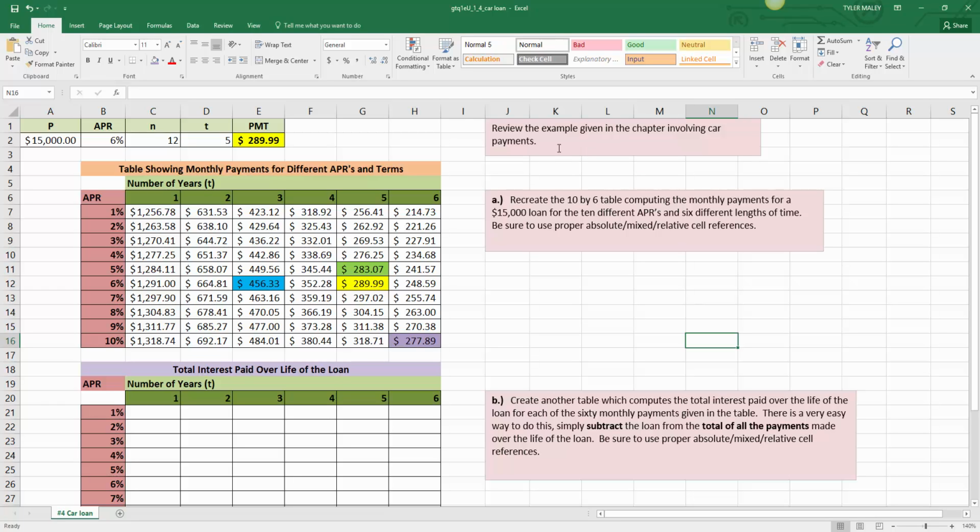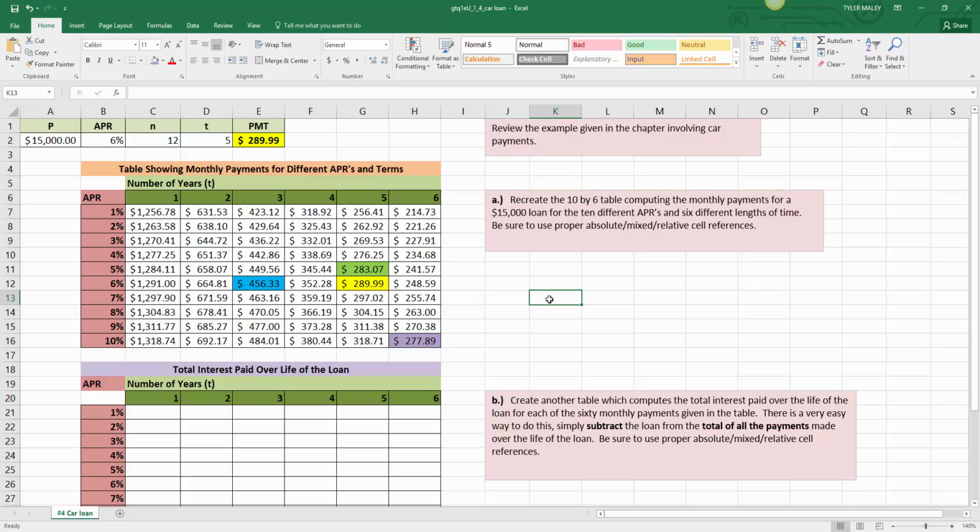So part A says recreate the 10x6 table computing the monthly payments for a $15,000 loan for the 10 different APRs and 6 different lengths of time. Be sure to use proper absolute, mixed, and relative cell references, right? So we already did that, right?